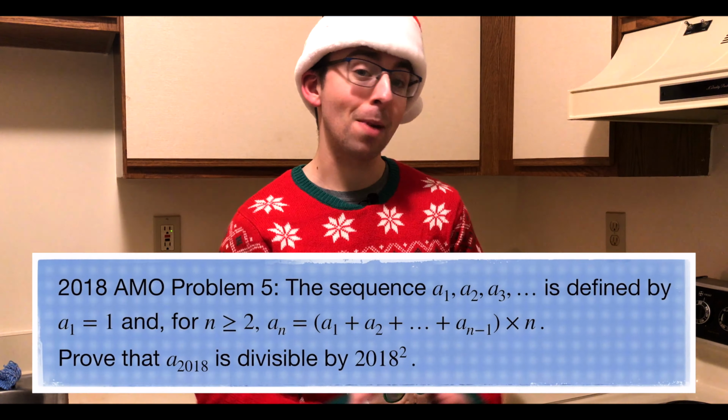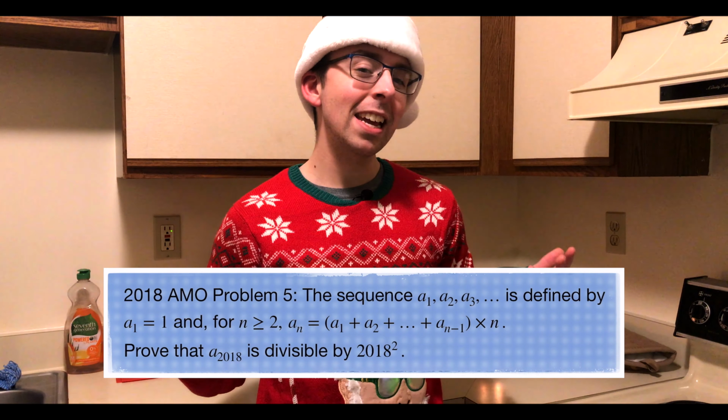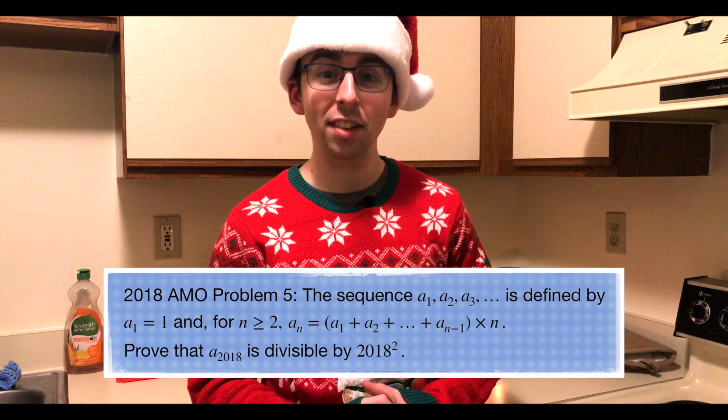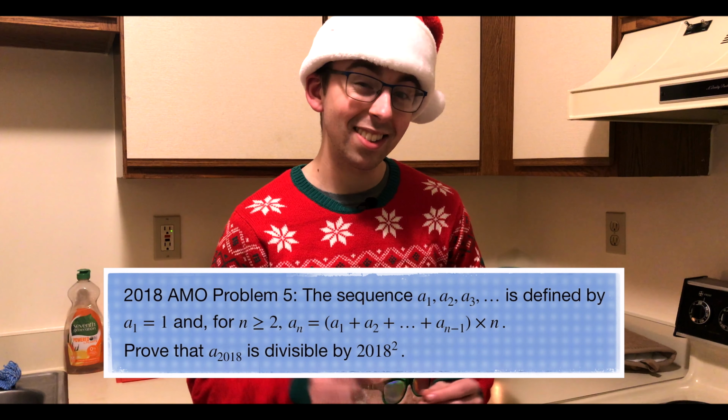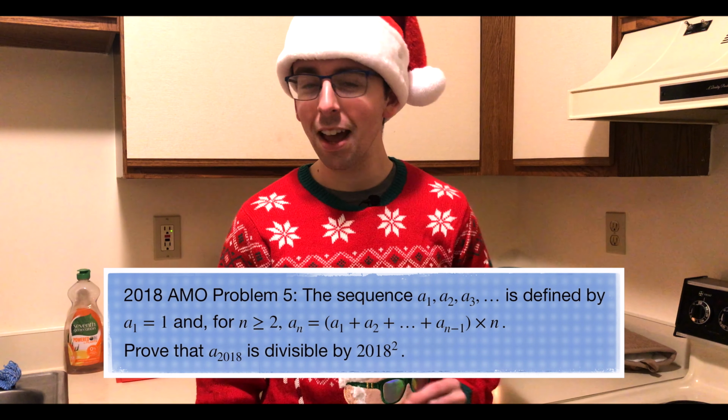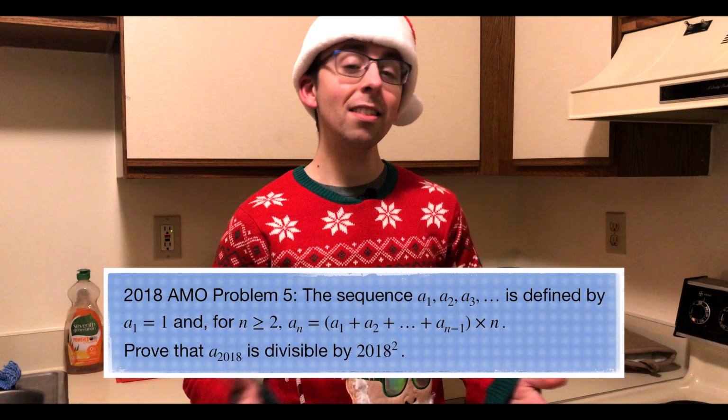Today, we'll be taking on a problem from the 2018 Australian Mathematical Olympiad. Unfortunately, I can't find out a whole lot of information about this competition, but suffice to say, it's used to select the Australian participants in the International Mathematical Olympiad. Today, we're taking on problem 5 from the 2018 AMO. This gives us a pretty simple recursive sequence and asks us to prove that the 2018th term of the sequence is divisible by 2018 squared.